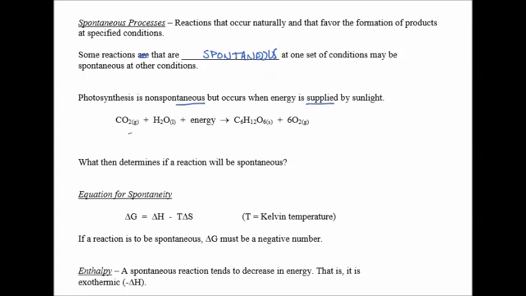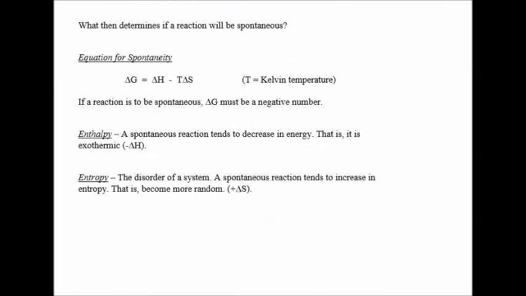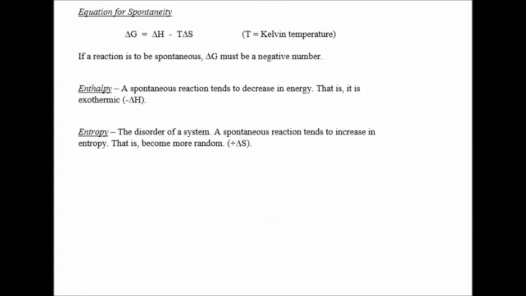So carbon dioxide plus water absorbs energy to form sugar and oxygen. So what will determine if a reaction will be spontaneous? We don't have to know this equation, but we do have to know the last two terms. In a spontaneous reaction, there tends to be a decrease in energy. So energy is released, which means it's exothermic, which means it has a negative delta H.